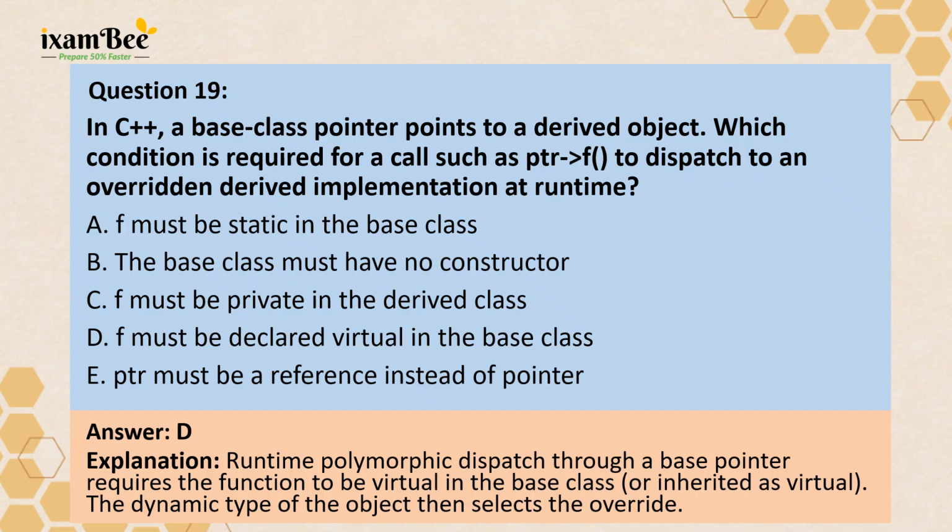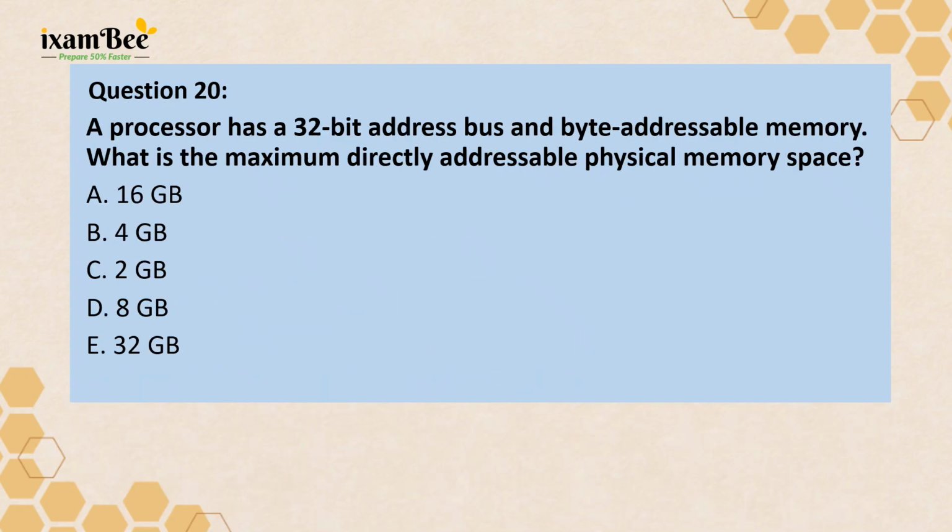To get true runtime dispatch, where the call resolves based on the object's actual dynamic type, the function f must be declared virtual in the base class. That's what triggers the compiler to generate a vtable lookup at runtime instead of a compile-time binding. So the required condition is D. f must be declared virtual in the base class.